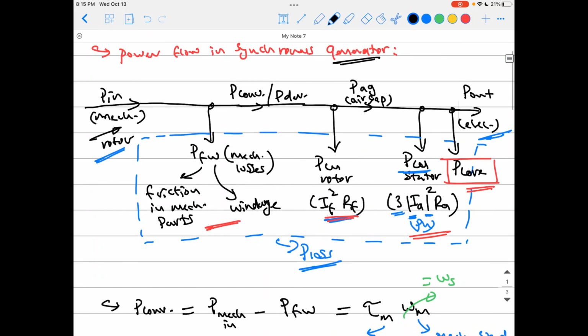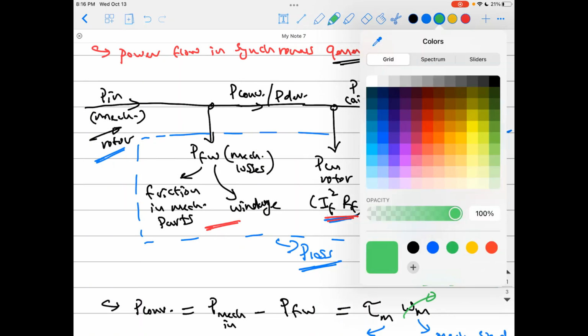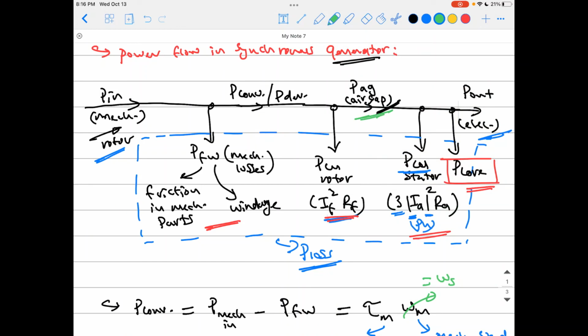After this, we need to find the air gap power. It's just P converted from here. So if you want to find the air gap power, it is the P converted minus the copper losses in the rotor. So it should be easy.